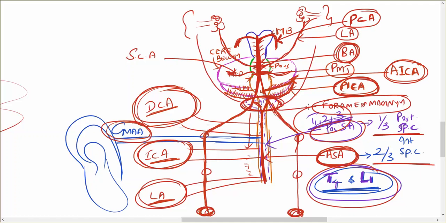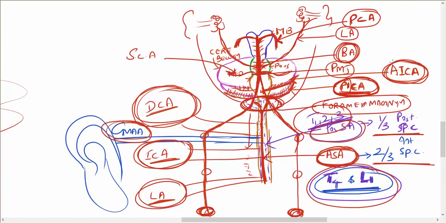Okay, so now let's go into the foramen magnum. Let's see what is happening. When the vertebral arteries enter the foramen magnum, they supply the posterior inferior part of the cerebellum, that is called the posterior inferior cerebellar artery. Just above that, they give another branch called the anterior inferior cerebellar artery. Above the anterior inferior cerebellar artery, they go to the pons medullary junction and fuse and form the basilar artery.